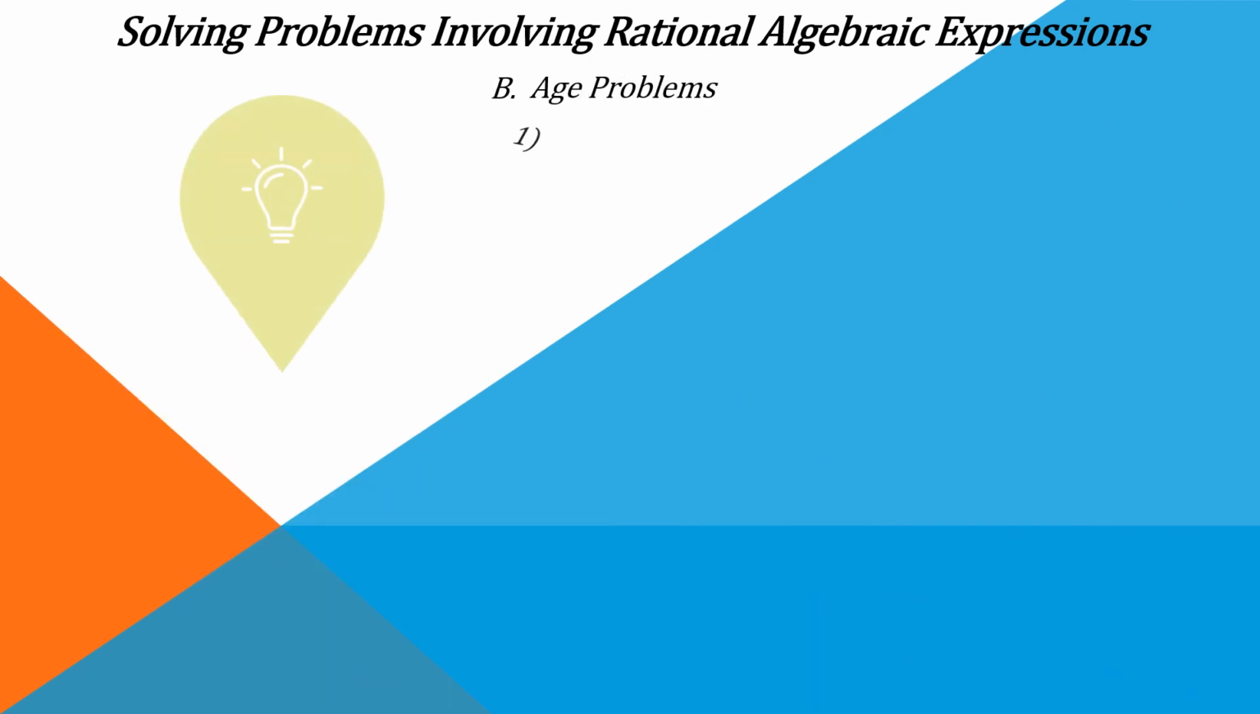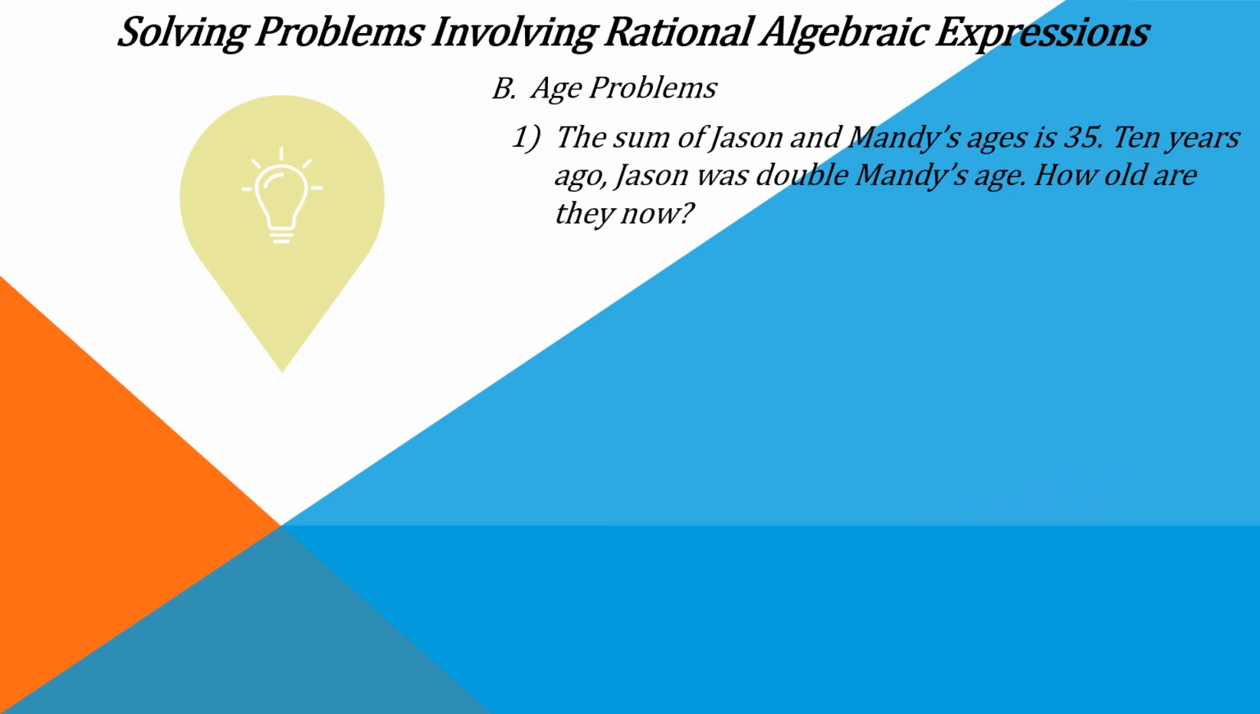Now let's go to age problems. Example number 1. The sum of Jason and Mandy's age is 35. 10 years ago, Jason was double Mandy's age. How old are they now? Then this is an age problem. We are comparing the ages of two persons from today and 10 years ago.